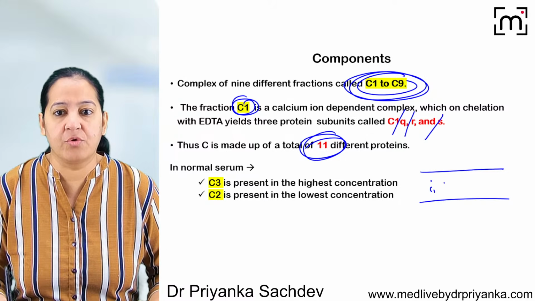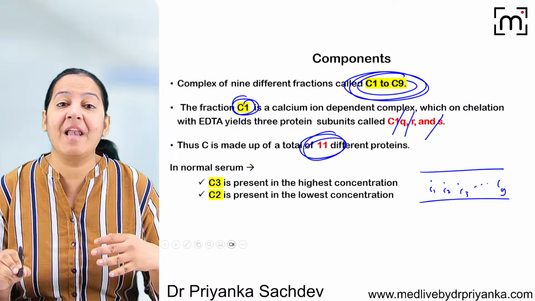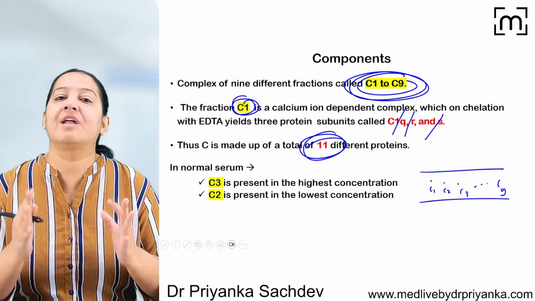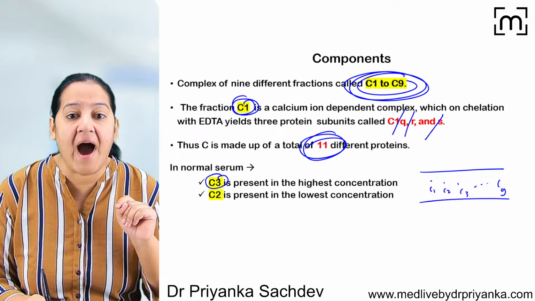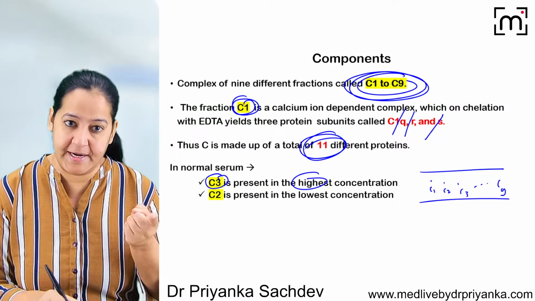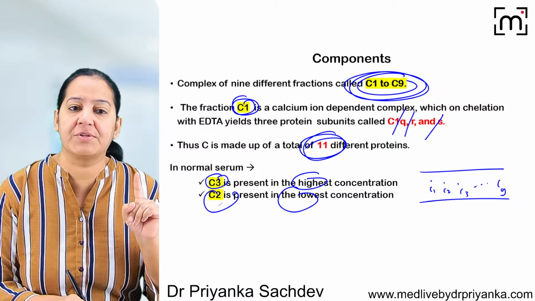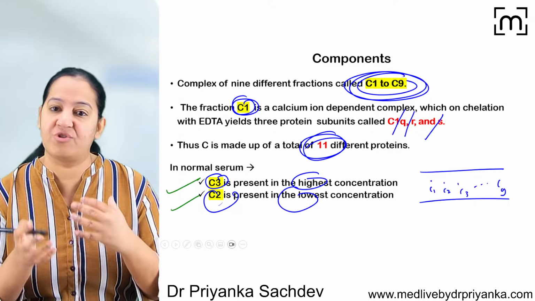We have C1, C2, C3, till C9, we have everything. So tell me which one is present in the highest concentration in my blood, your blood, and which one is in the lowest concentration. In a normal human being, C3 is highest in the serum, and C2 is the lowest. Sometimes you can get simple questions or MCQs on which of the following is in highest or lowest concentration in human blood.